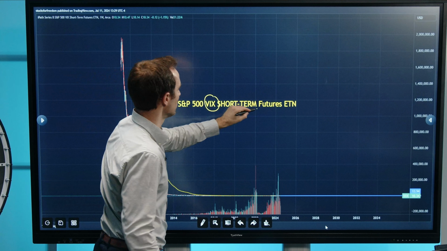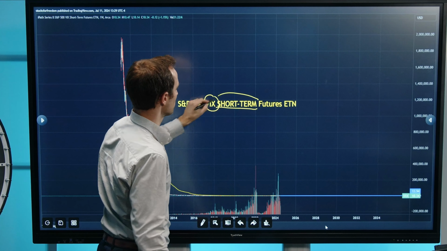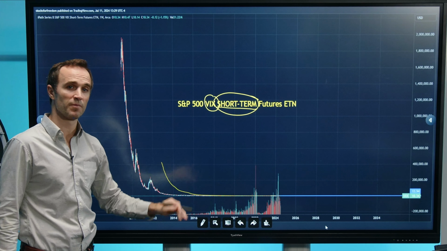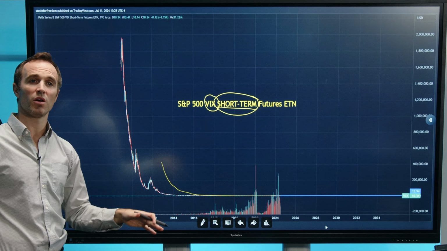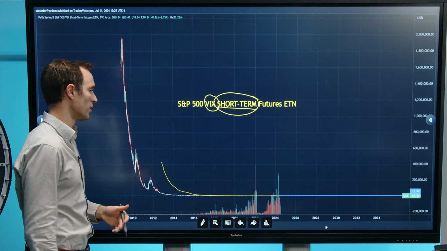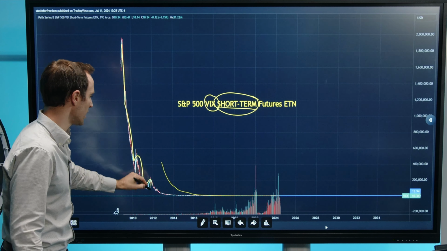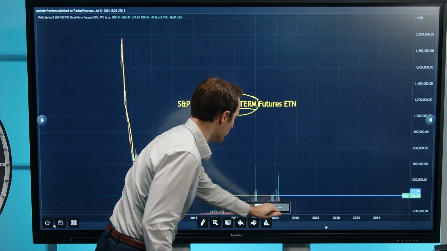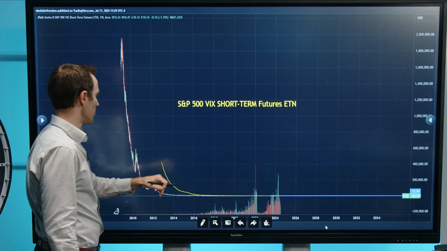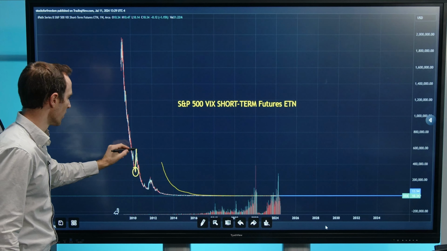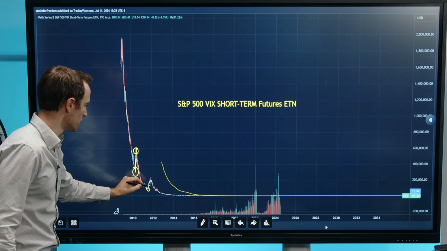This is why I have it bolded here, short term. This is only for short term. You should not own this long term. You will lose all of your money over time. Very, very important to understand that. That's why you see it just keep going down and down and down. Where you can make money, by going long the VXX, is these types of spikes right here.